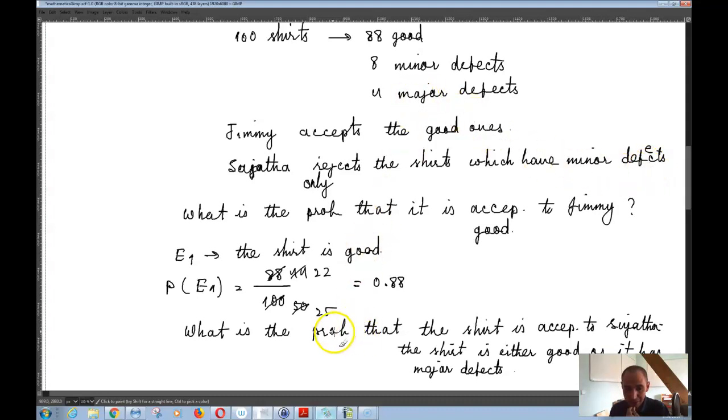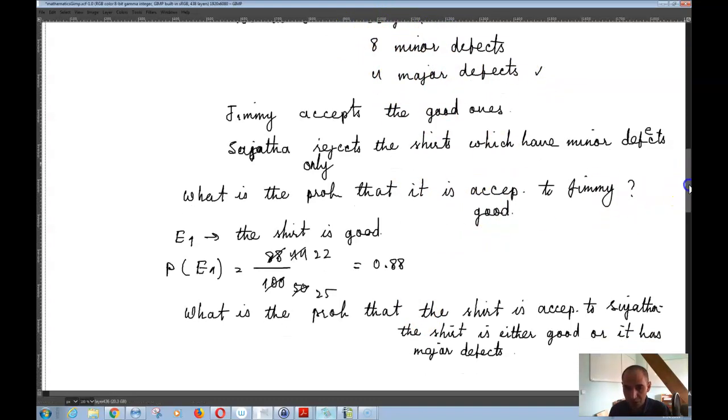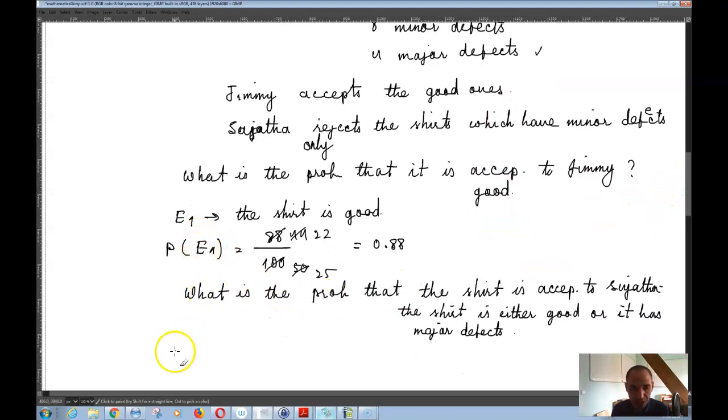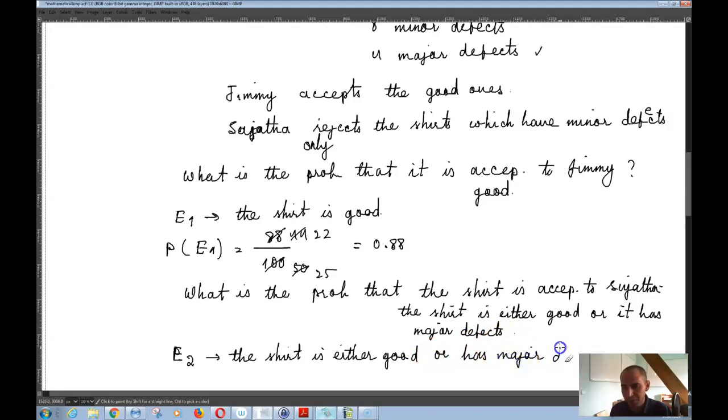That means Sujata will accept the ones, basically the outcomes favorable to Sujata would be these 88 shirts plus these 4 shirts, right? So if I want to calculate, if I create an event that the shirt is either good or has major defects.